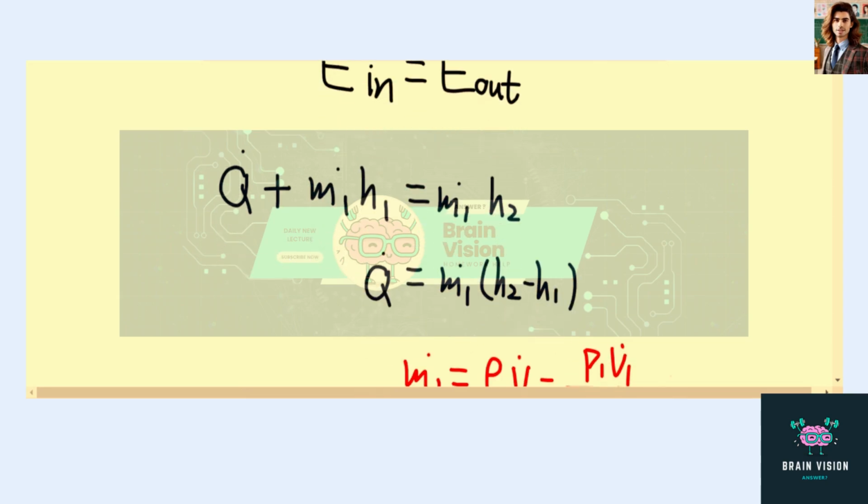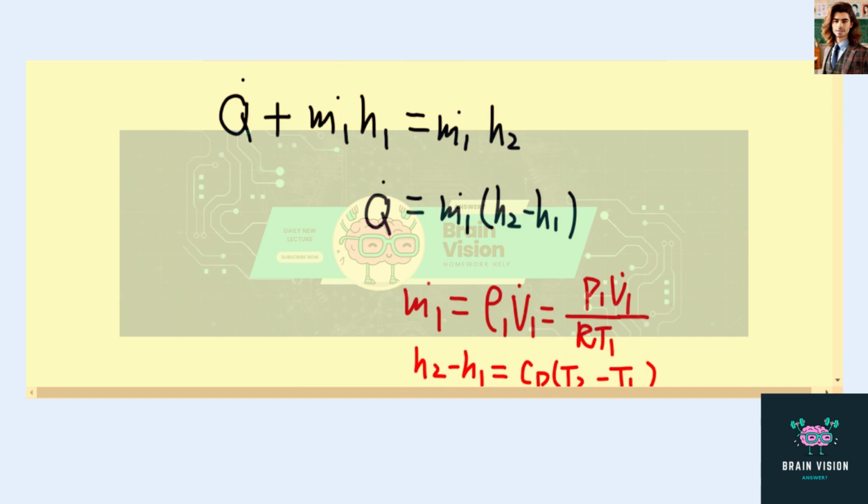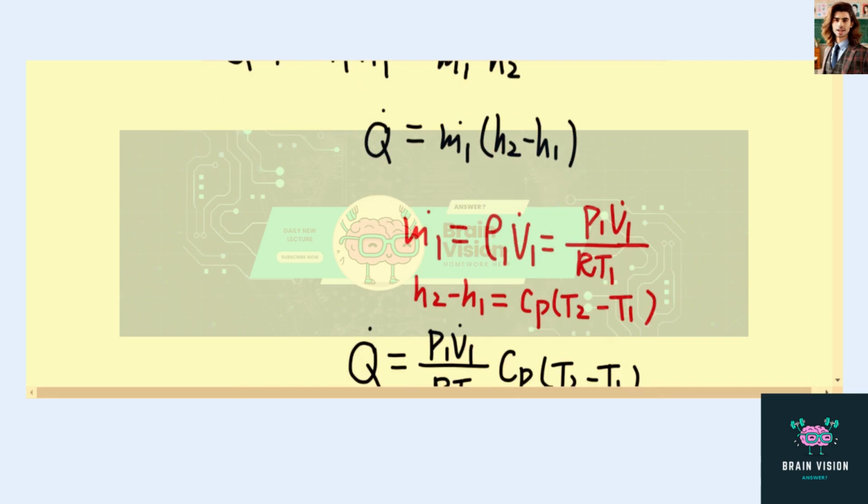If we do some arrangement here, we have Q dot is equal to M1 dot times H2 minus H1. We know M1 dot can be equal to rho 1 times V1 dot. Rho 1 is the density of air at the inlet, and V1 dot is the inlet volume flow rate for the air. Rho 1 can also be expressed as P1 over RT1. So eventually we have M1 dot is equal to P1 times V1 dot over RT1. And we know H2 minus H1 can be expressed as Cp times T2 minus T1. Cp is the specific heat for the air, T2 is the final temperature, and T1 is the initial temperature.